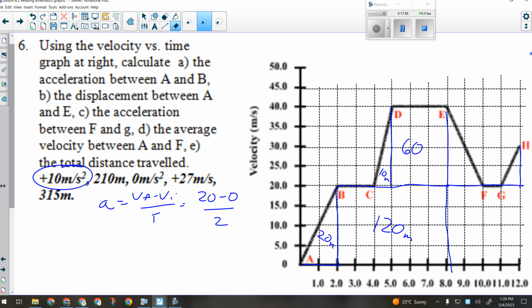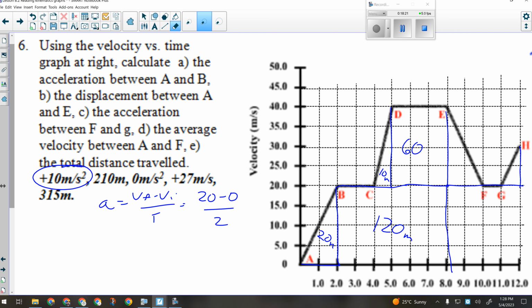And then the acceleration between F and G, that's an easy one. How much acceleration is going on between F and G? None. Yeah, it's a flat line. If I gave you that on a test, how many marks would it be out of? Always a big hint. Look at how many marks it's out of. If it's out of 1, there's no work involved. The answer's right in front of you.